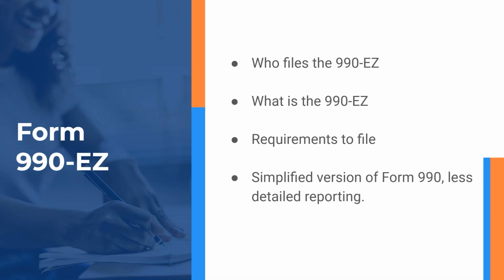Think of the 990-EZ as the short form for eligible nonprofits. It requires less extensive financial reporting and fewer schedules compared to the more comprehensive 990. An organization eligible to file the 990-EZ can voluntarily choose to file the long form 990.